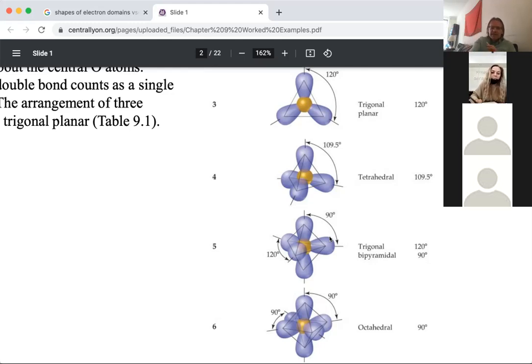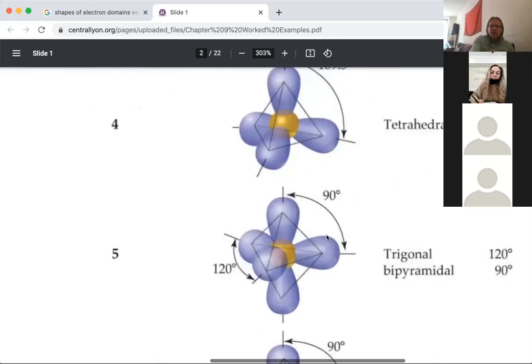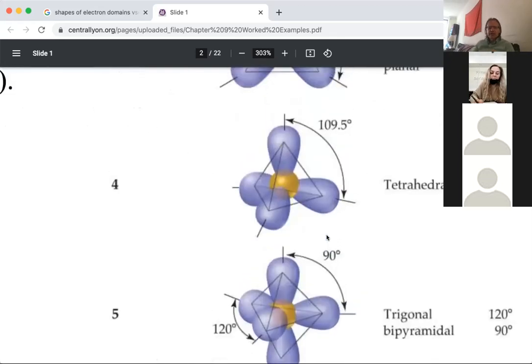So in that picture, you can see they drew almost like a little pyramid in the middle. You see that? So that pyramid has 4 faces on it. So it's a tetrahedron, and the angle is 109.5.